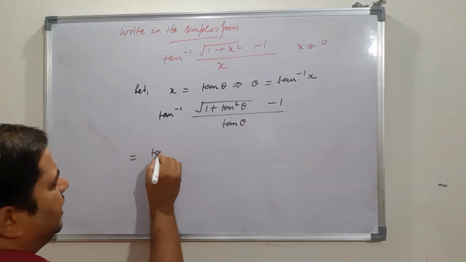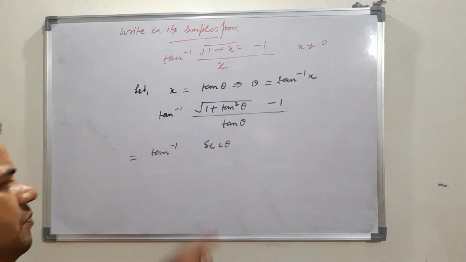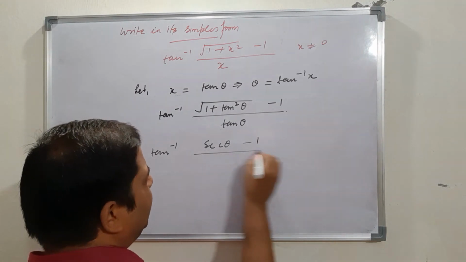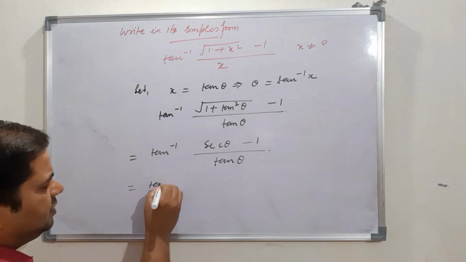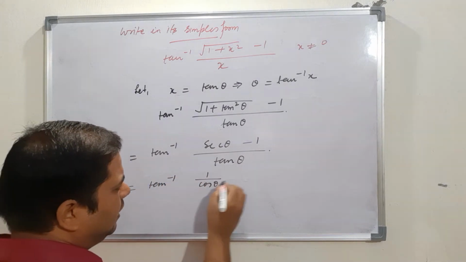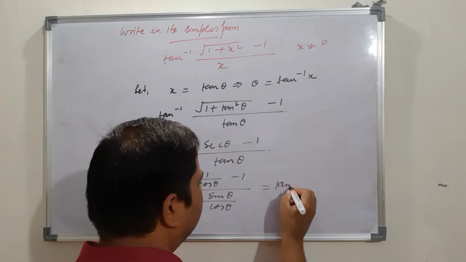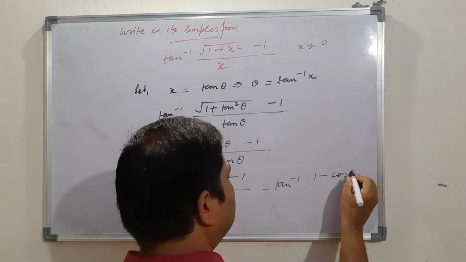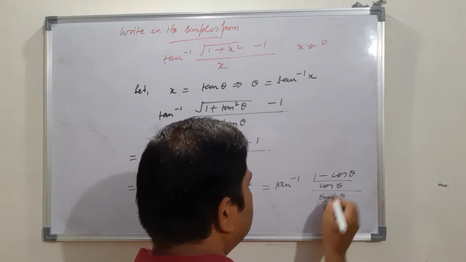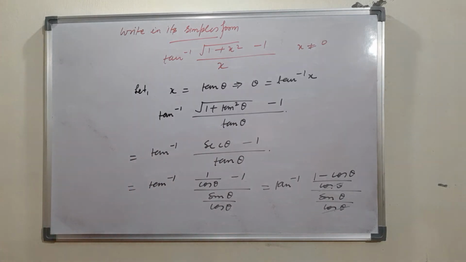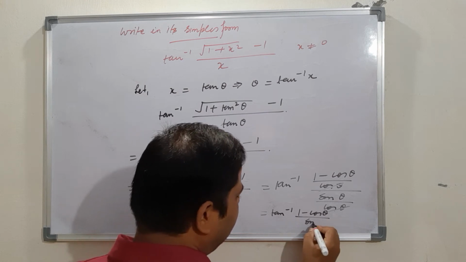So this becomes tan inverse of sec theta. Why? Because root of sec square theta, out of the root, this is sec theta minus 1 divided by tan theta. So after solving this, 1 upon cos theta minus 1 upon sin theta by cos theta, it becomes tan inverse of 1 minus cos theta upon cos theta divided by sin theta upon cos theta. Cos theta is cancelled out. So the whole expression is tan inverse of 1 minus cos theta divided by sin theta.